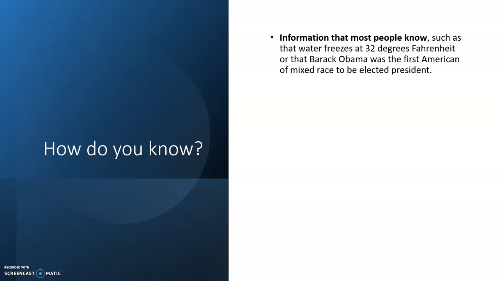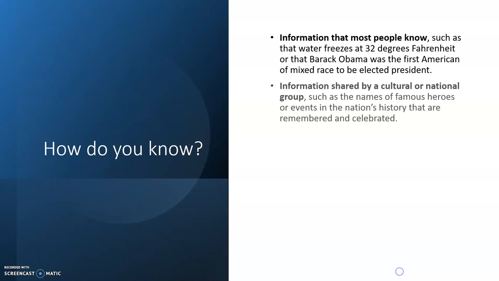So how do you know what's common knowledge and isn't? So let's think about it. First, it's information that most people know, such as water freezes at 32 degrees Fahrenheit, or that Barack Obama was the first American of mixed race to be elected president. So even if it turns out that you can't remember the 32 degrees and you have to look it up, most other people would know that. Information shared by a cultural or national group, such as the names of famous heroes or events in the nation's history that are remembered and celebrated.